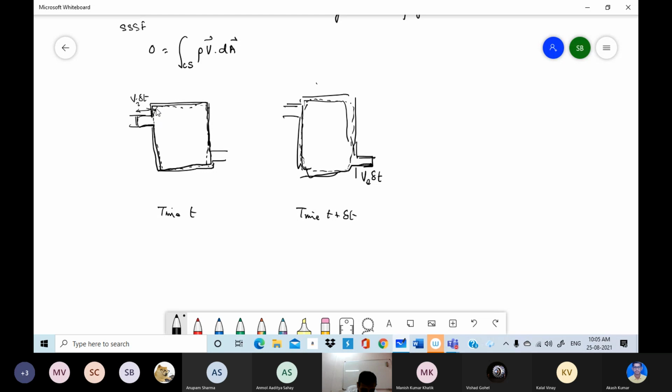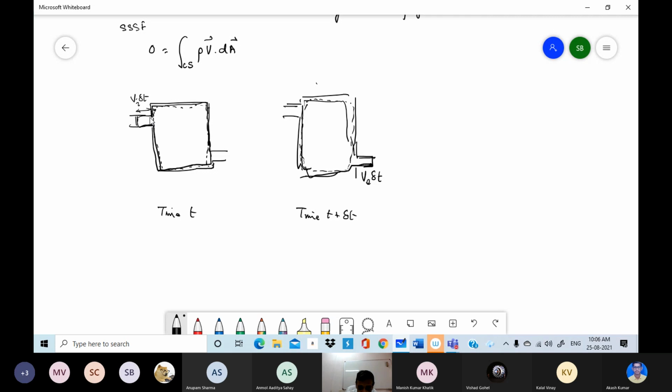If I ask the question, I choose the system such that at both ends of the interval, at t as well as at t plus delta t, the system will occupy the entire control volume. So when I define my system, I must include the control volume. Now, if I consider only the time t, this volume would be sufficient, but I want that even at time t plus delta t, it should occupy the entire control volume.